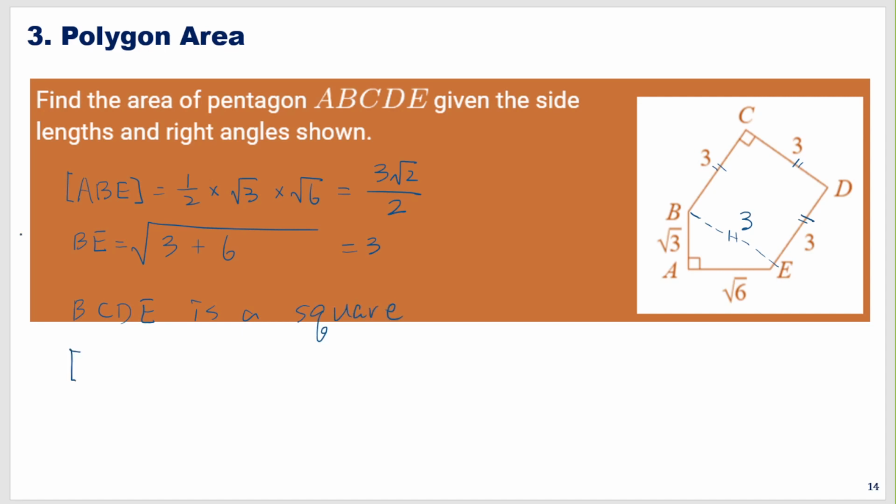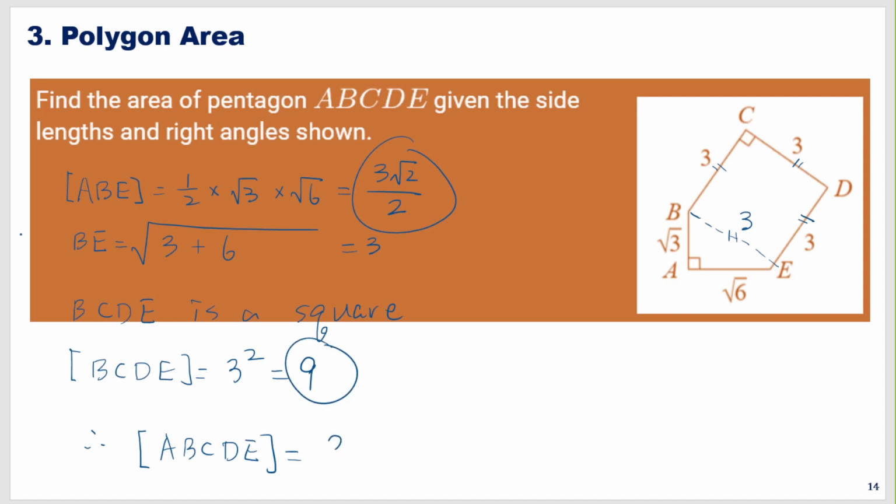And we know the area of a square is also easy to find. So the area of BCD is 3 squared, which is 9, right? And therefore we know the area of ABCDE is the sum of these two numbers, which is 9 plus 3 square root 2 over 2, right? Any questions?